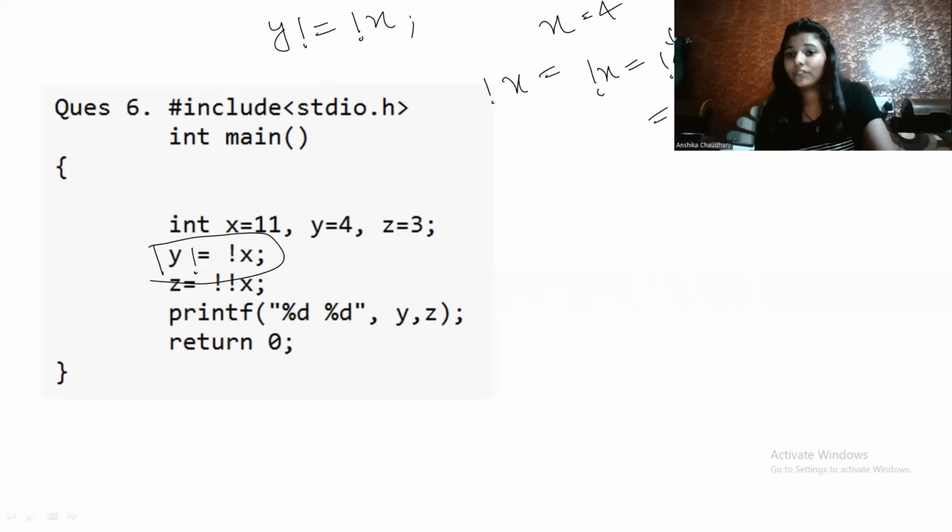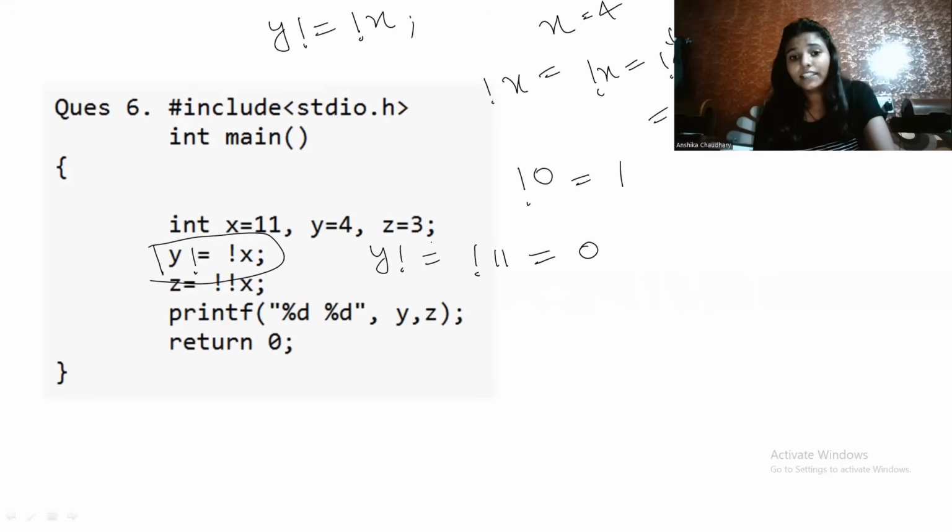Okay, so when we perform the not operator in front of 1, it will change it into 0. And if there is a value 0 and we perform the not operator on it, it will become 1. I hope you understand it. Okay, so coming to this line: y not equals to not operator x, so not equals to 11. Not equals to 11 means this will become 0.